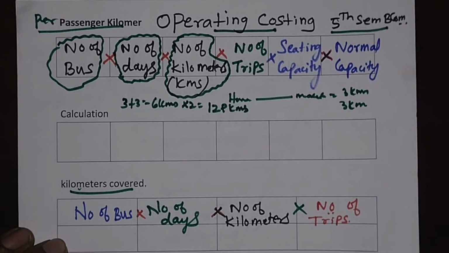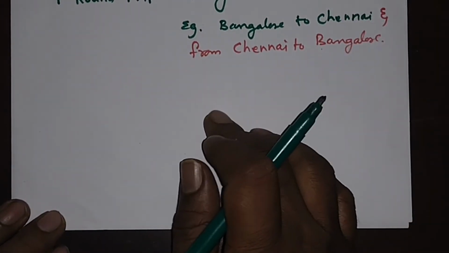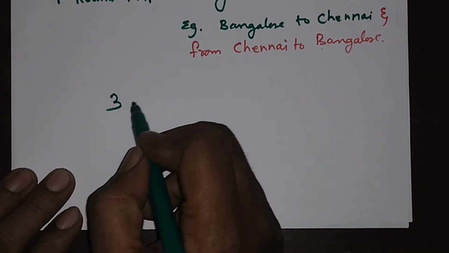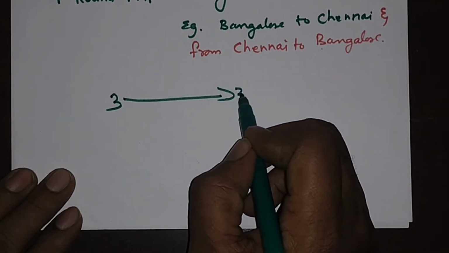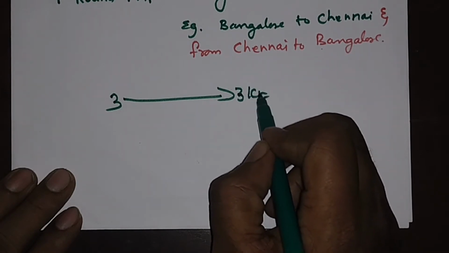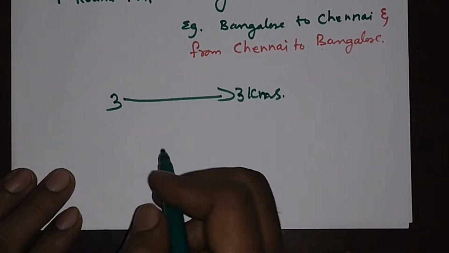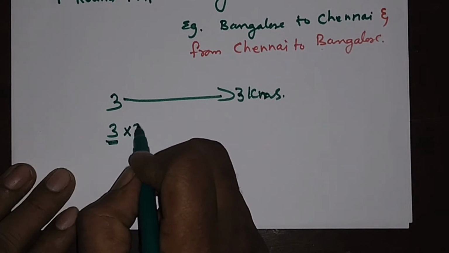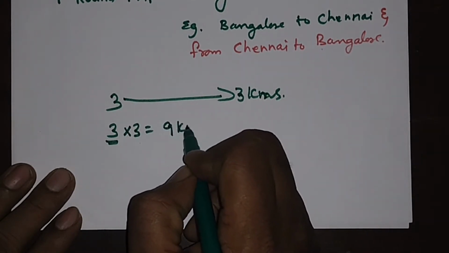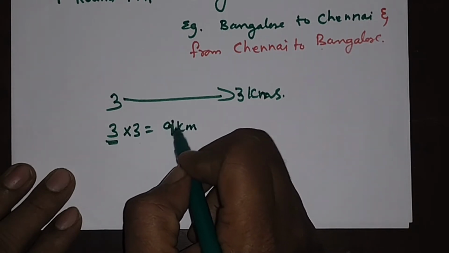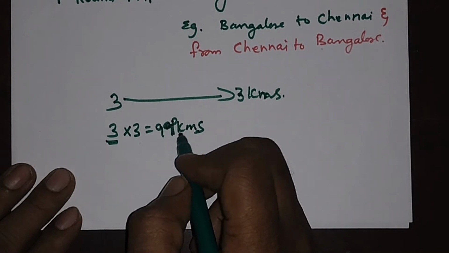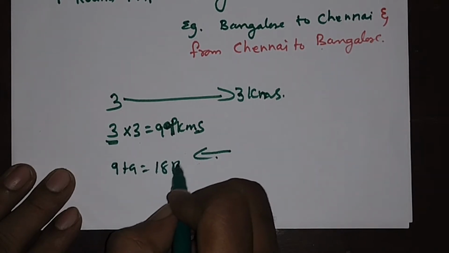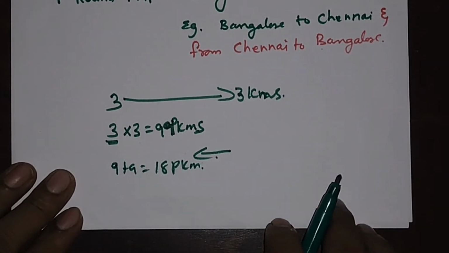Now let us take the same example in an auto. If 3 persons are traveling from home to market in an auto, then you get how many kilometers? 3 kilometers. But in terms of passenger kilometers, 3 persons into 3 kilometers, you get 9 passenger kilometers. And when you return by the same auto, 9 plus 9, you get 18 passenger kilometers. This is for one time.